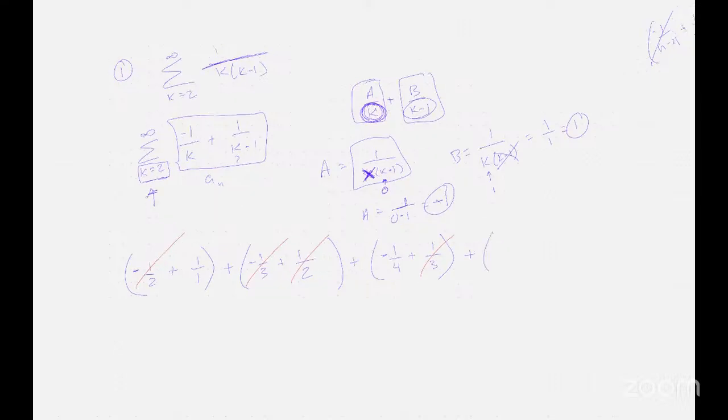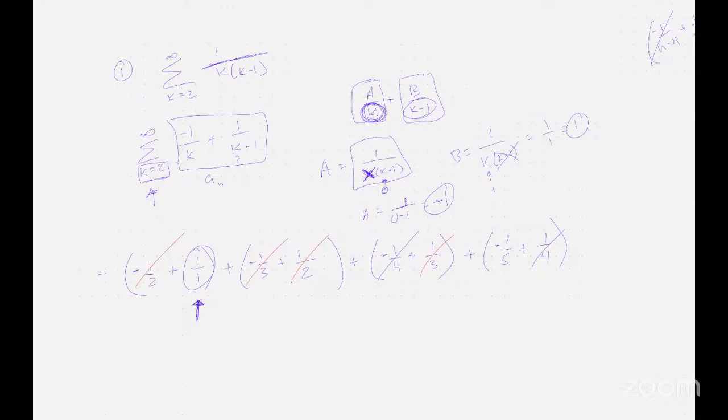Now I'm going to plug 5 in. So -1 over 5 plus 1 over 4. And you can see that it's always going to cancel. It's just going to keep canceling. So you're going to have 1 that's never going to cancel.